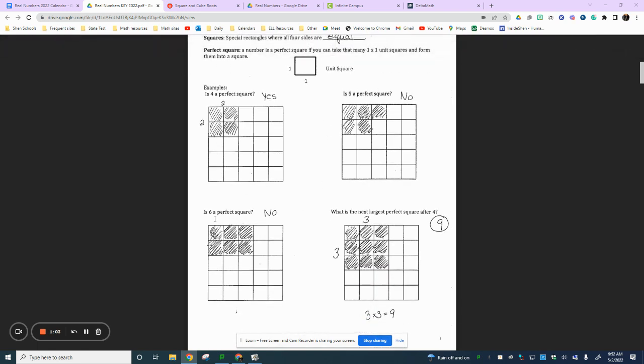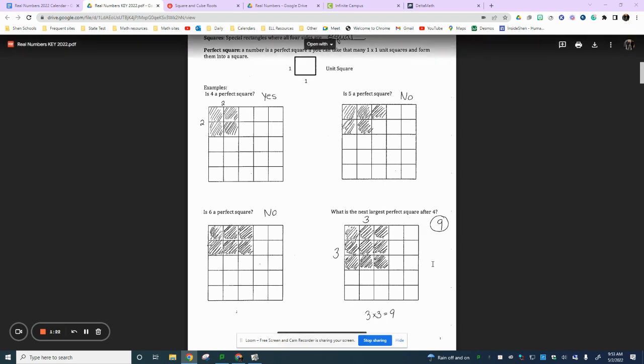6, even though it's an even number, notice that it gives us a rectangle but not a square. So 6 is not a perfect square. And when we look at what comes after 4, it's a 3 by 3 square, which would be 9 units. So 9 is the next perfect square.